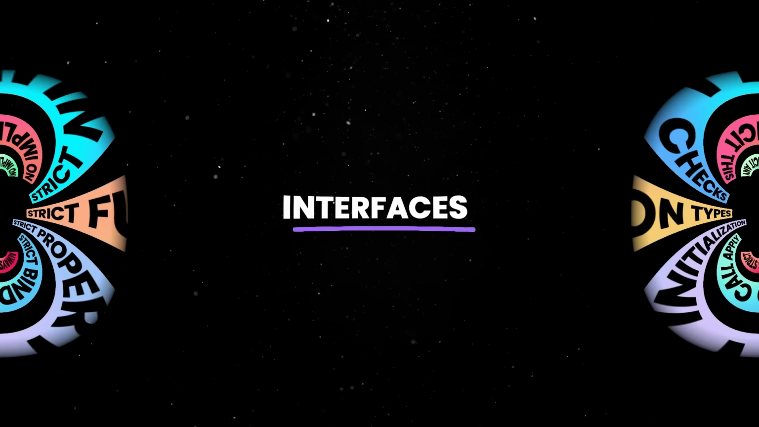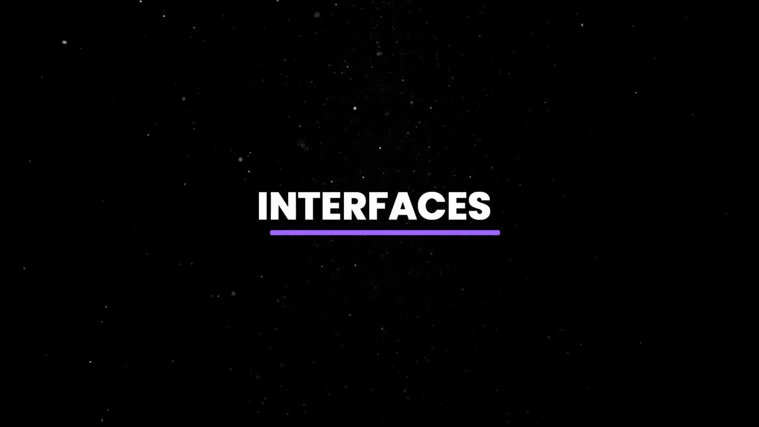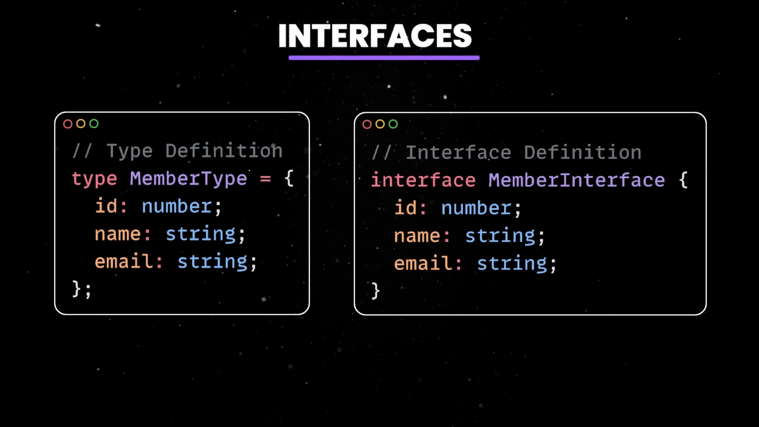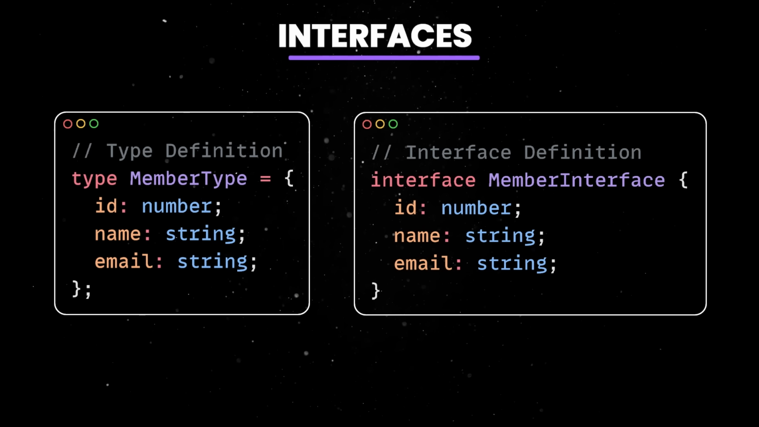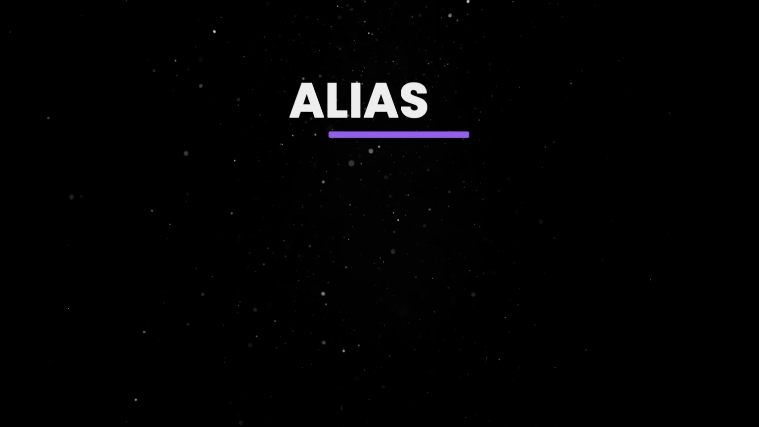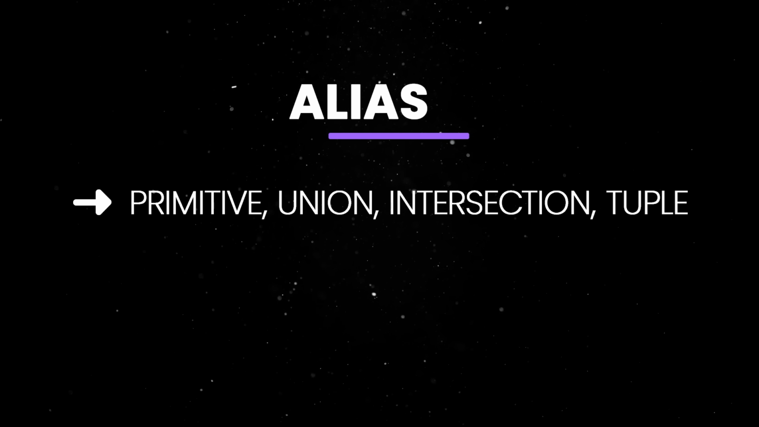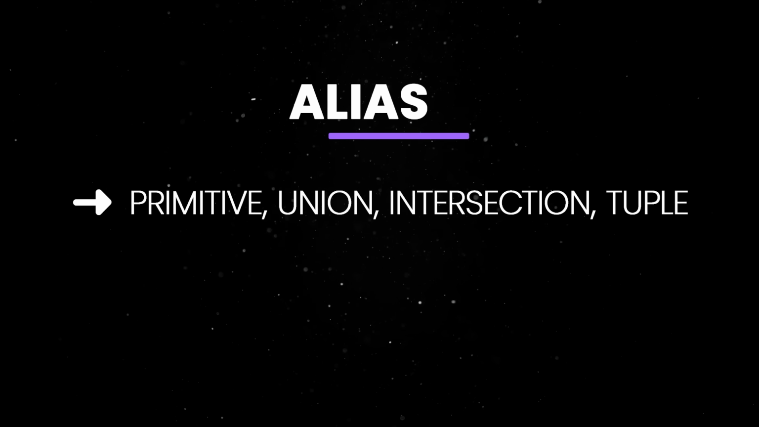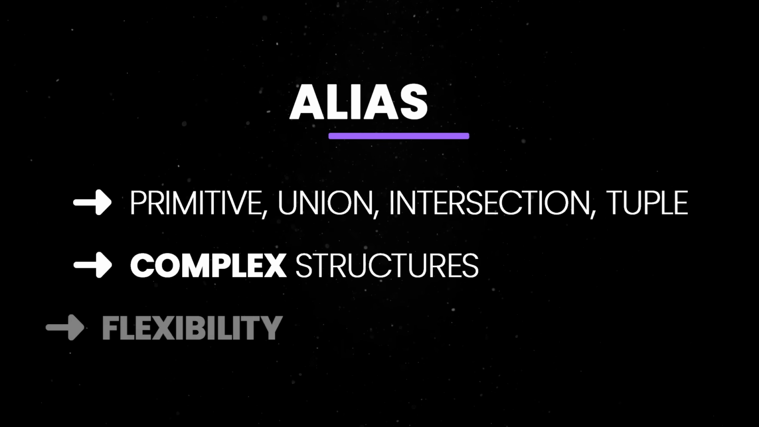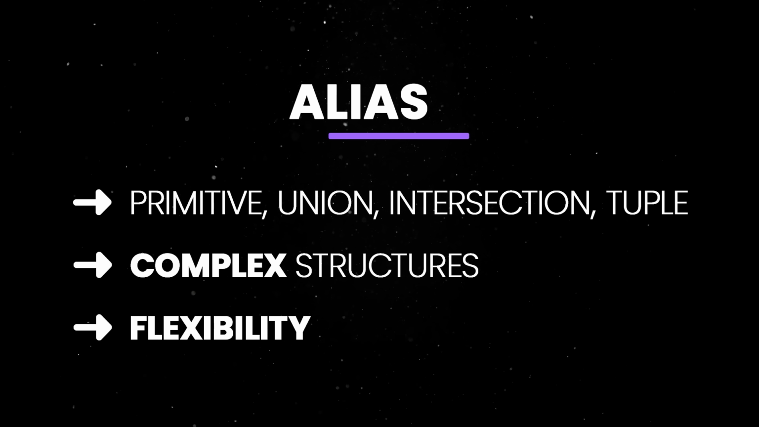Interfaces are another core component in TypeScript. You can use both mechanisms to define custom types, but there are a few key differences you should keep in mind. A type alias creates a new name for a type. This can be a primitive, union, intersection, tuple, or any other type. In other words, it can represent complex structures and give you flexibility in defining types that go beyond simple object shapes.